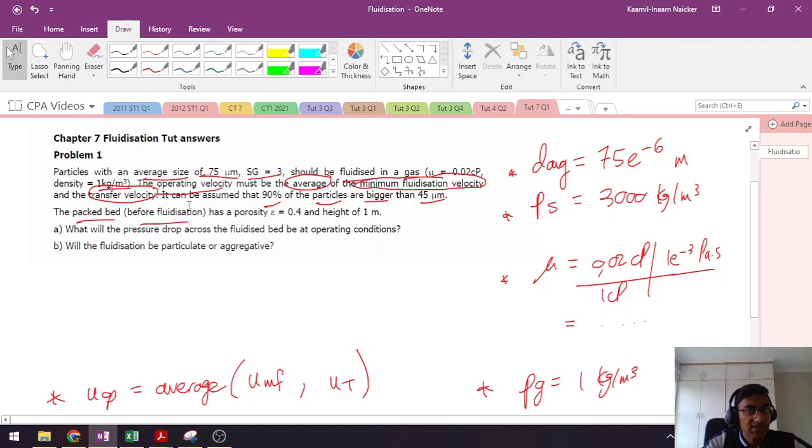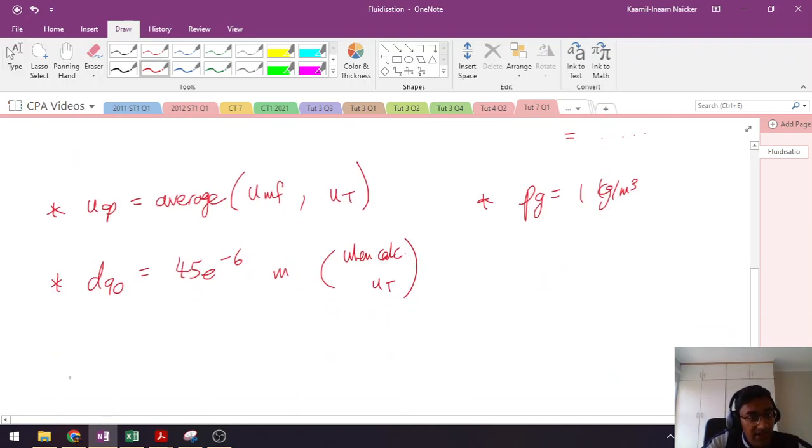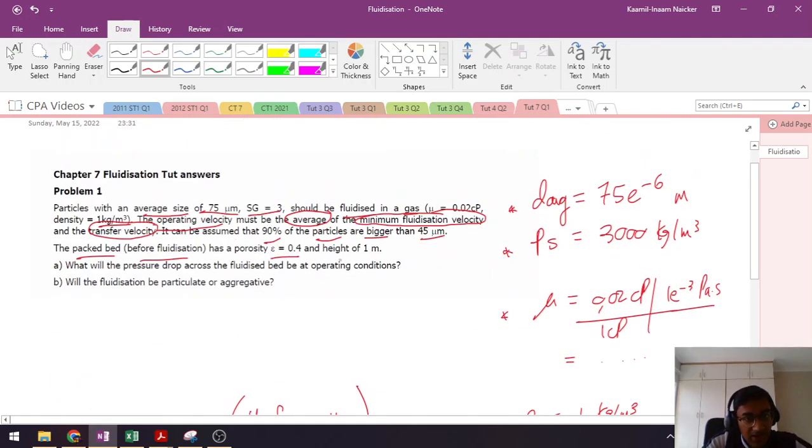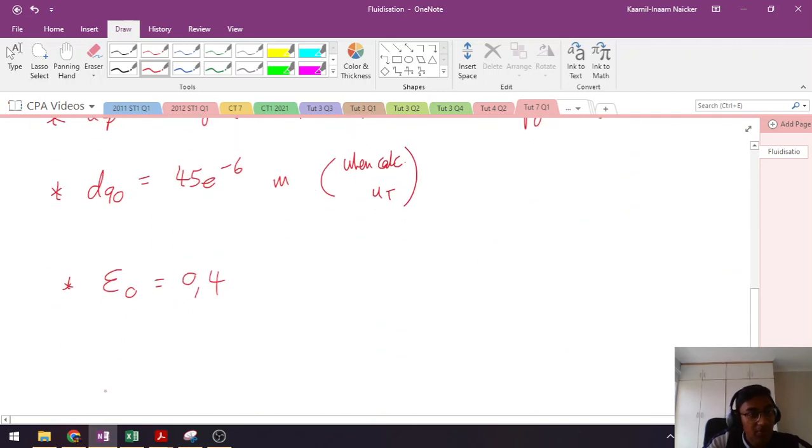Okay, so the packed bed before fluidization. Anything before fluidization, we just put a 0 subscript on, and after fluidization gets an OP subscript to say at the operating conditions. So for the packed bed, the epsilon initially is equal to 0.4. Remember that's dimensionless. And the height is 1 meter. When they talk about the height of the packed bed, they're basically talking about the length of the packed bed, and that is 1 meter.